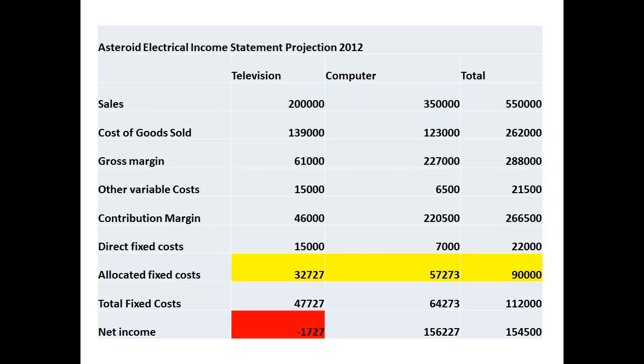The television department will have allocated fixed costs of $37,727. This now produces a loss for that department of $1,727. Where removing products or lines has this effect, that of producing a loss in other areas due to the allocation of fixed costs, the feature is often referred to as the death spiral in accounting.